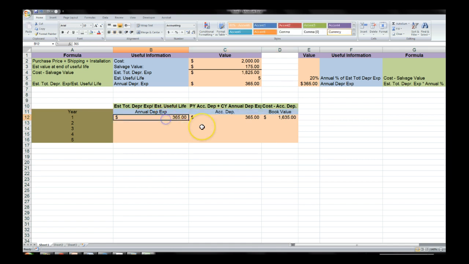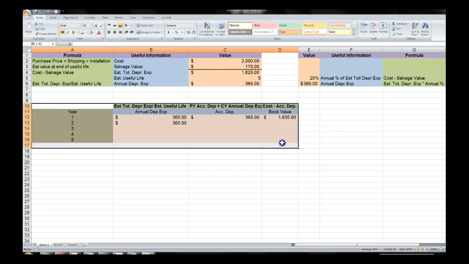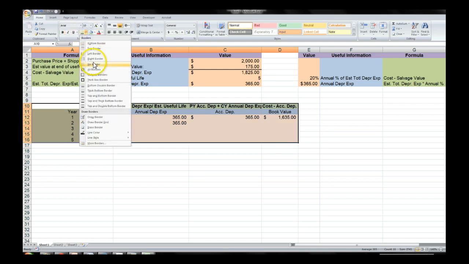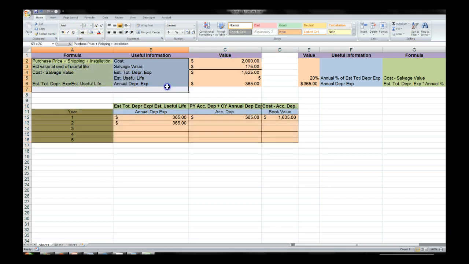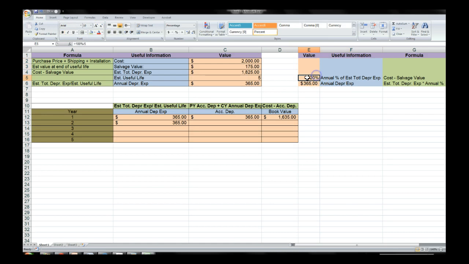Okay, so year 2. Annual depreciation expense is not changing, right? It's the same amount year after year after year. Accumulated depreciation, though, let me do one more thing. All borders. Man, this is going to look so much better if I ever get around to finishing it and don't run out of time in this video. Okay, yay, it's all there.